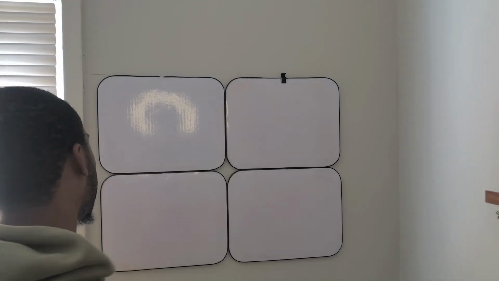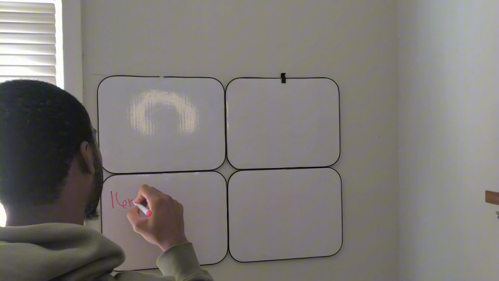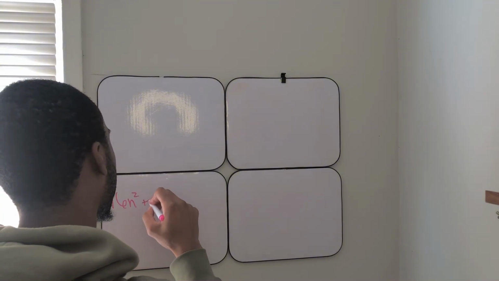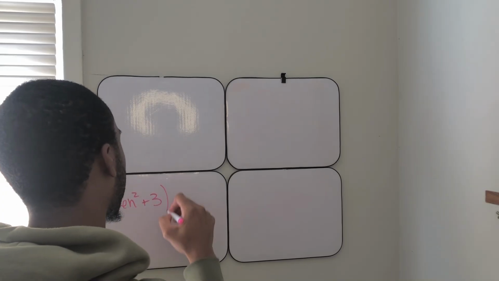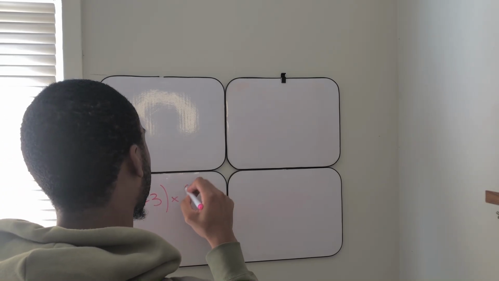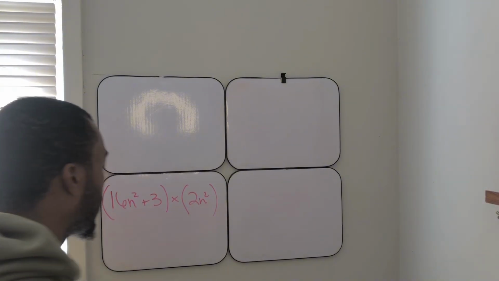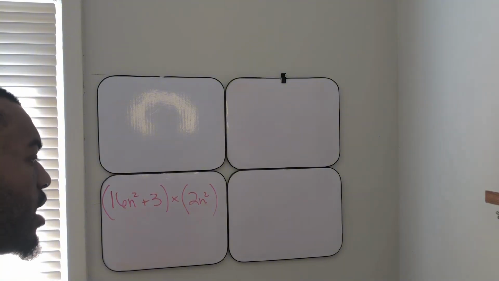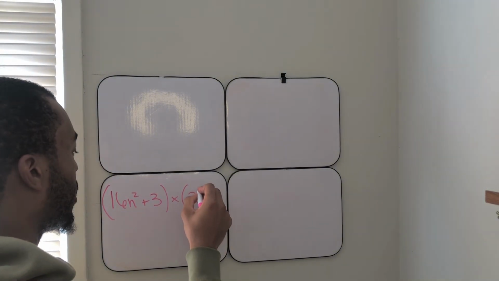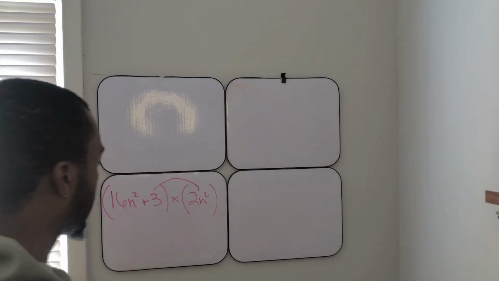Alright, let's say we had something like 16n squared plus 3 times 2n squared. Same principle as, you know, from the other problem. We just got to multiply everything in this parentheses by everything in this parentheses.